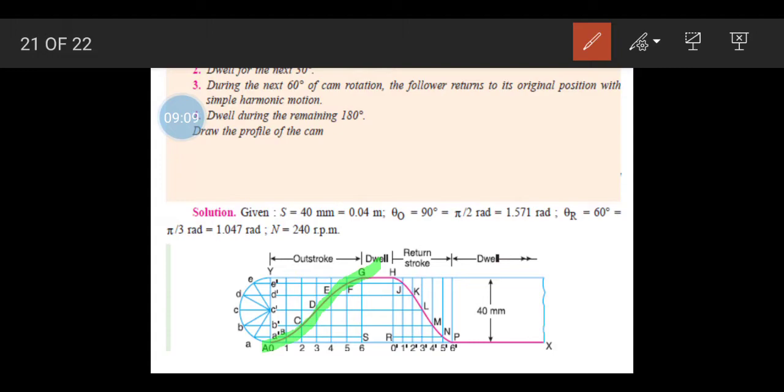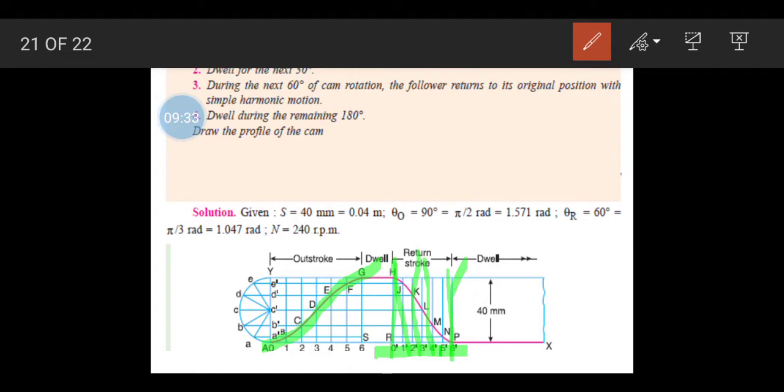So once again the same procedure we have to follow for the return stroke. Here the angle of the return stroke is 60 degrees. So from here to here we have taken 60 degrees, that means 3 centimeters. Now we will divide this into 6 equal divisions, and we will draw a line. We will extend this line upward.